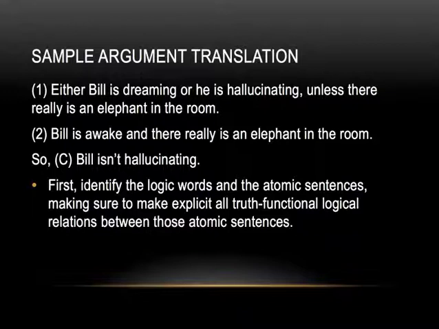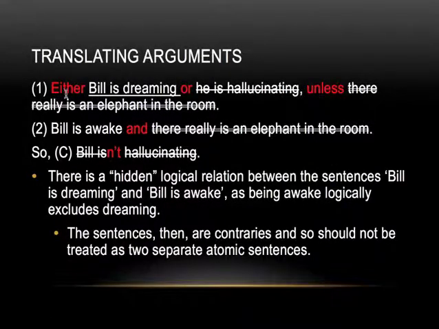Returning to our sample argument then, we notice some of the words from that list. We mark them in red: either or, unless, and the contraction of the negation. The atomic sentences are the basic sentential units in the target sentence that don't have any truth functional logical structure to them. One example is Bill is dreaming. Another example is he is hallucinating. And a third is there really is an elephant in the room. We see some of those sentences repeated several times throughout. There's really an elephant in the room, for example, occurs again in sentence 2, and Bill is hallucinating occurs as a sub-sentence of the conclusion.